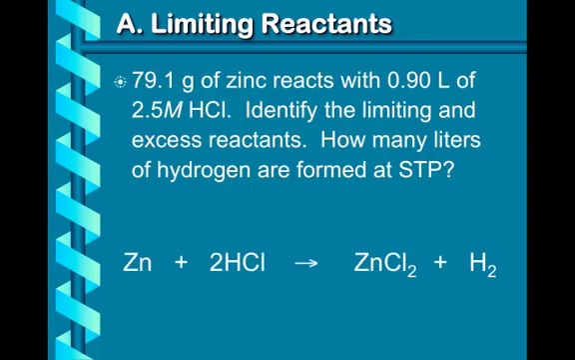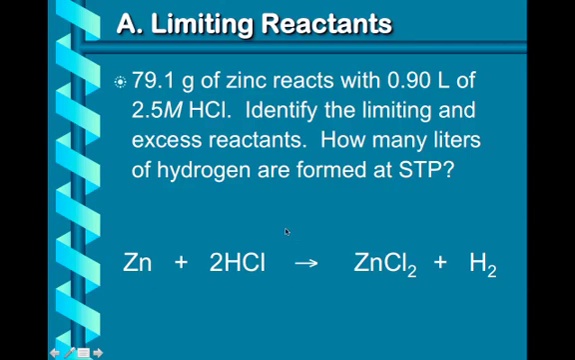So let's look at a real world situation. It says 79.1 grams of zinc reacts with 0.90 liters of 2.5 molar hydrochloric acid. Identify the limiting and excess reactants. How many liters of hydrogen are formed at STP? Well, this is a big involved problem with several different conversions. First step is to determine a balanced chemical equation. We have a balanced chemical equation here.